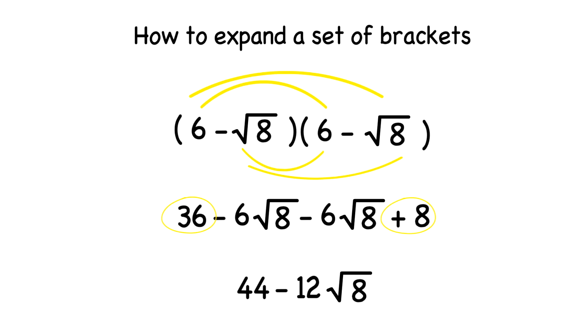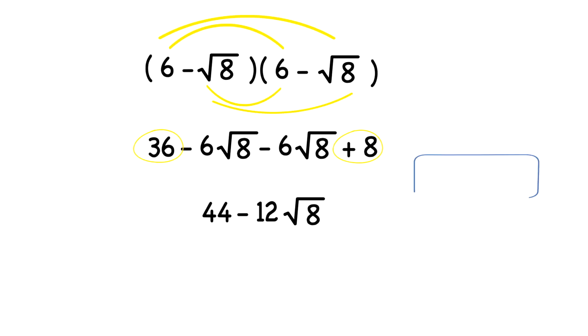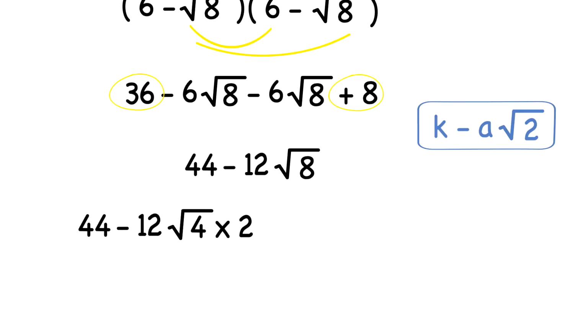Now sometimes in these types of questions, they will tell you that they want it in a specific format. So in a question, they might say that they want the answer in the form k minus 8 root 2. Currently, we have it in the form of 44 minus 12 root 8. That means that we're going to have to split that root 8 into a root 2 and a 4.